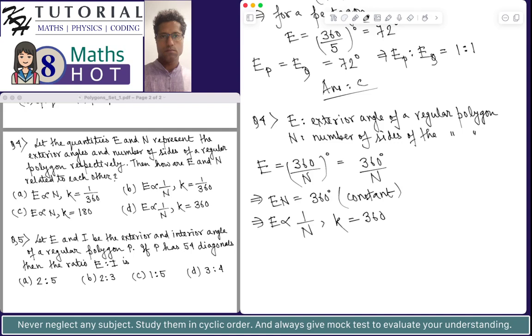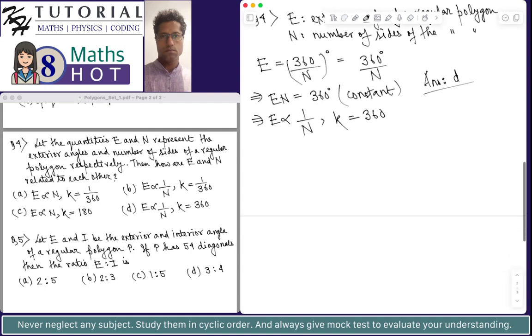and of course the constant of proportion will be 360. So this was also a very conceptual problem based on how each exterior angle of a regular polygon and the number of sides of the regular polygon are related to each other. So the correct choice is D. D is the correct choice.